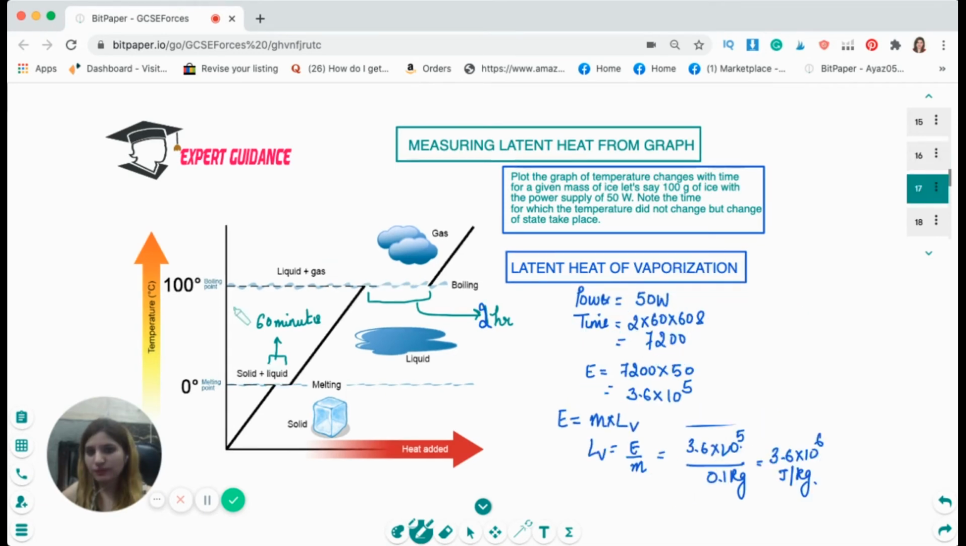as the latent heat of fusion. Similarly, we can work out the vaporization, but time this time is 120 minutes, which is 7,200 seconds. And energy would be 7,200 seconds times 50. And then we can work out the latent heat of vaporization by taking this energy divided by the mass. And that gives us 3.6 times 10^6 joules per kilogram. So in the exam, they can ask you to measure the latent heat from the graph or from the numerical data given to you, and you should be able to do both of them.